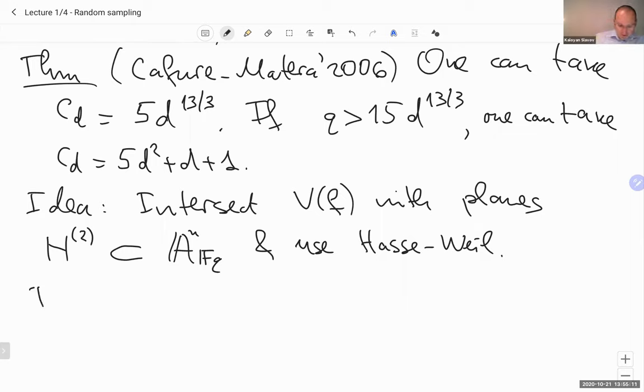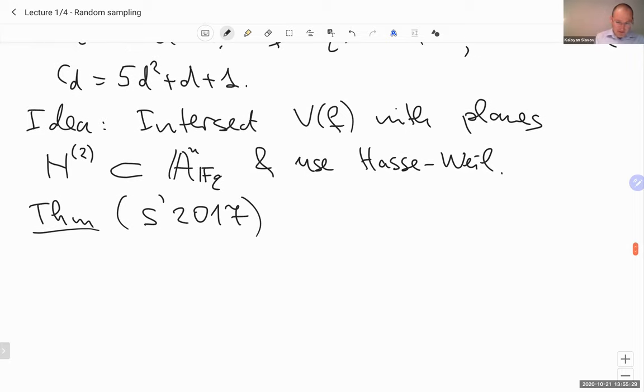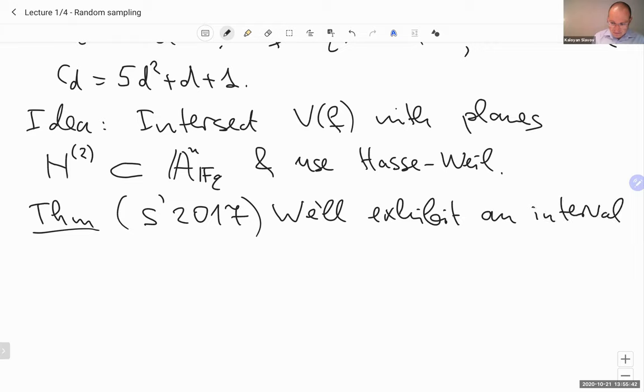Now, just to tell you where we're going, this is a course on point counting over finite fields. Today, I'll illustrate a certain point counting technique, but let me also tell you the final result that we'll be able to obtain. I'll state it now imprecisely, and then we'll get the precise statement together with the proof. We'll exhibit an explicit interval where capital N does not belong.